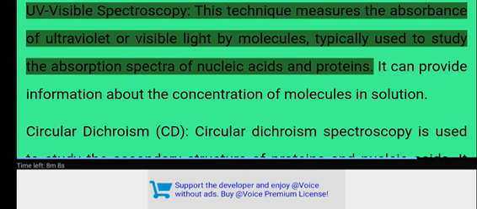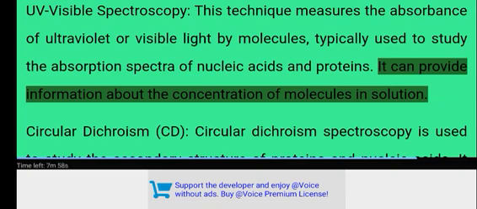UV visible spectroscopy. This technique measures the absorbance of ultraviolet or visible light by molecules, typically used to study the absorption spectra of nucleic acids and proteins. It can provide information about the concentration of molecules in solution.